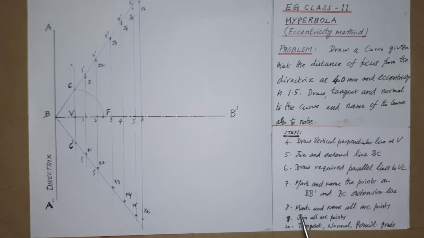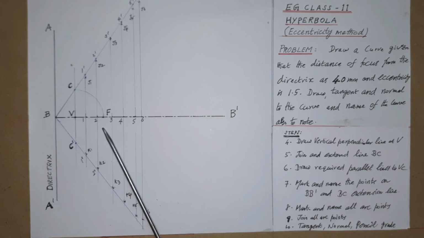Next, as per step 8, mark and name all the arc points. Here the hyperbola path points are to be marked first above and below the axis line. For this purpose, F is the first important point, because for all arcs F is to be taken as the center, whatever may be the distance. To mark the first arc as shown, above and below the axis, name them as J1 and K1.